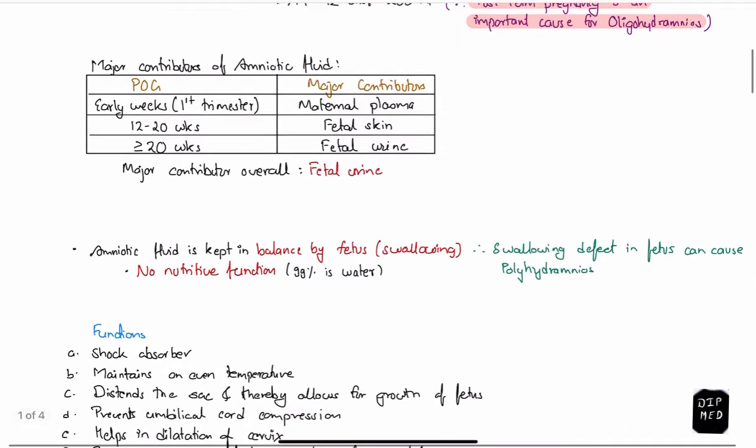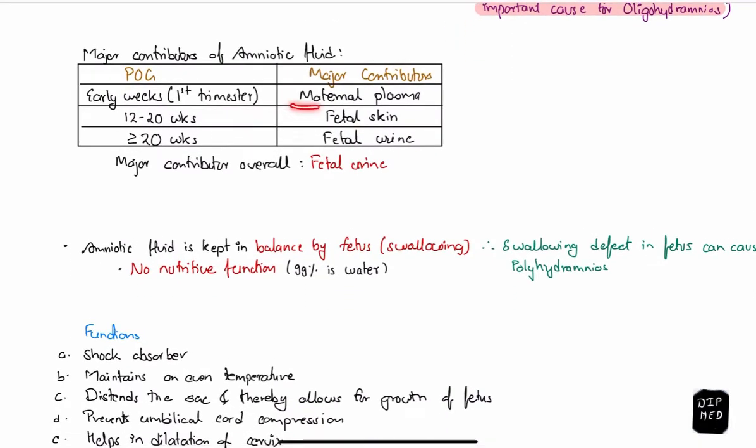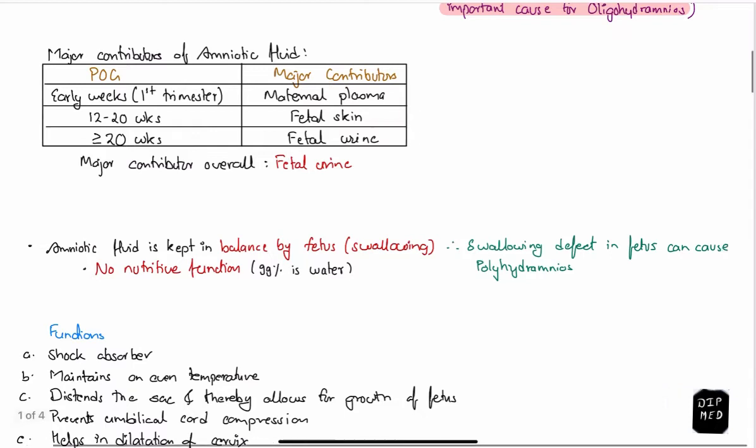Major contributors of amniotic fluid are maternal plasma during the early weeks, that is during the first trimester. The process is through transudation of maternal plasma through placental membranes. Then it is fetal skin during 12 to 20 weeks of gestation, and after this, the major contributor becomes fetal urine, because the fetal skin starts to keratinize after 20 weeks. Overall, the major contributor is fetal urine.